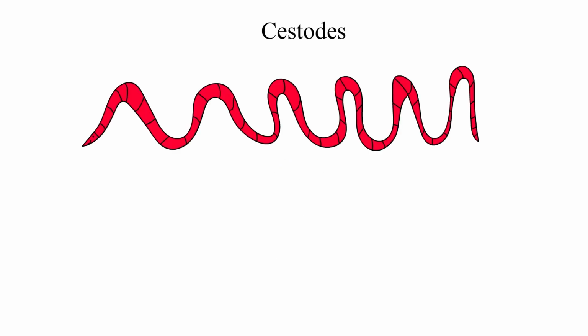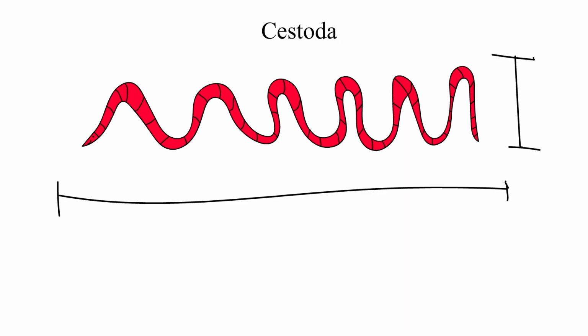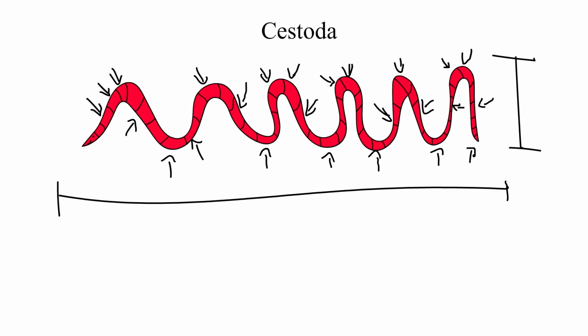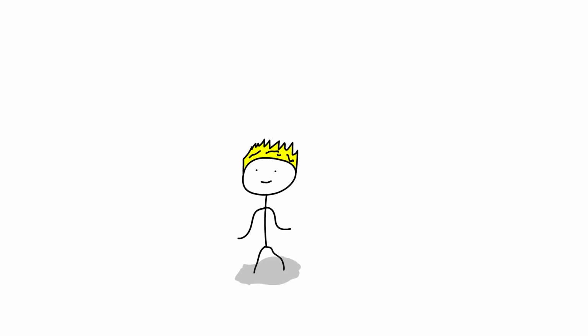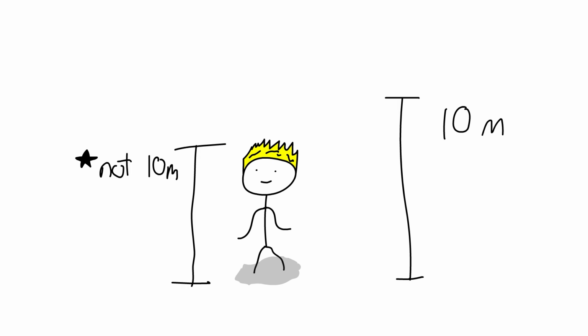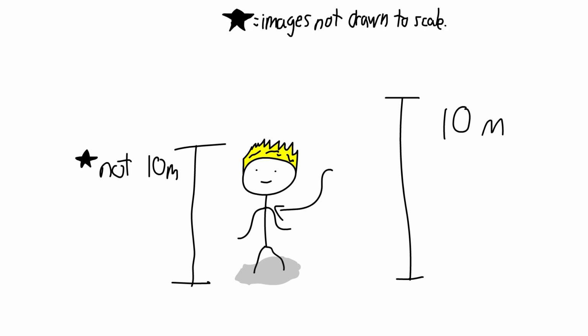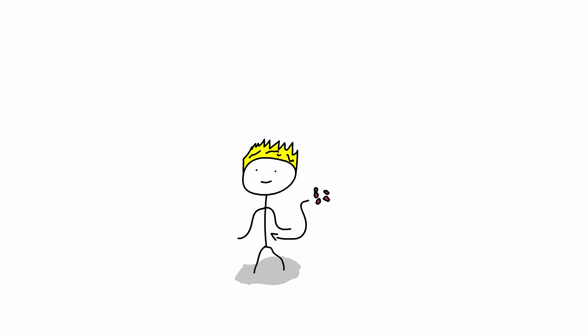Next on the roster are cestodes. These guys, unsurprisingly, belong to the Cestoda class and are generally long, flat, and segmented, with each segment called a proglotid. Cestodes can get to be disturbingly long, like up to 10 meters. That's huge in and of itself, but remember, these guys are inside people. Ugh.